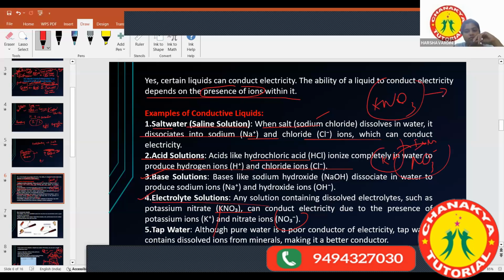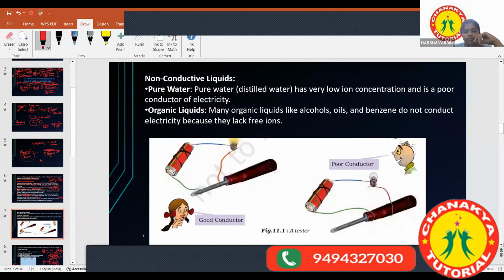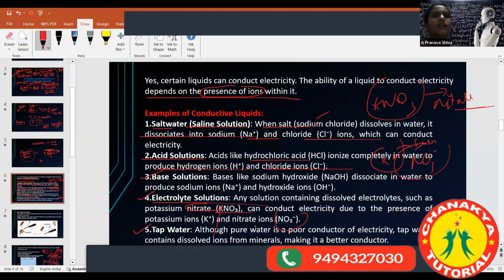Then this is nitrate. You can say nitrate instead of molecules. Better way to say nitrate because it's a nitrate. And I think it has salt form. Yes, ma'am. Tap water, somebody told tap water.